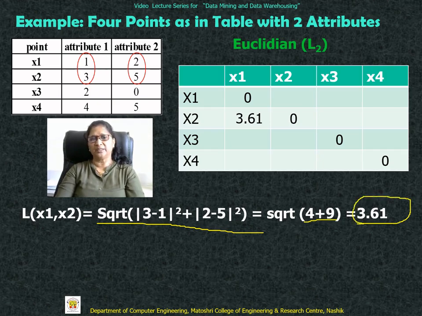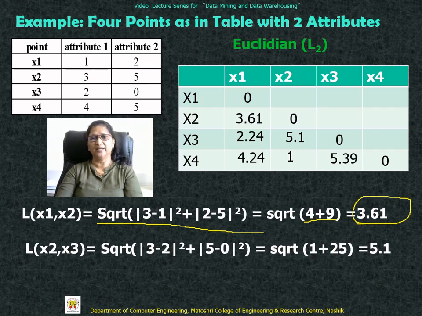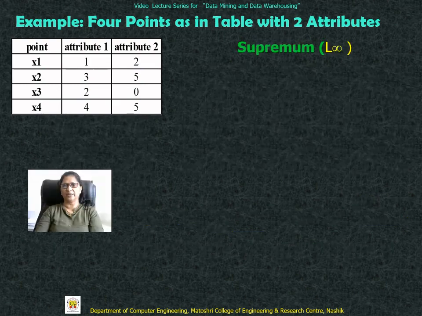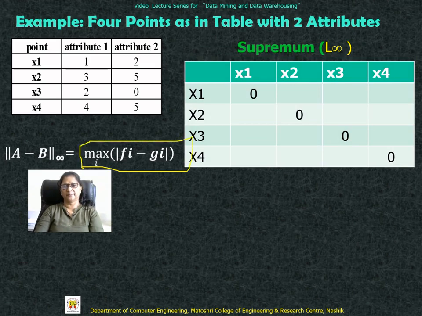And computing the distance between x1, x2 and similarly between further x1, x3, then x1, x4 and so on can be done using a similar formula and similar calculations, and the values come out to be as listed in the table. This was for Euclidean distance. Similarly, we can compute supremum distance. How is supremum distance computed? In supremum distance, what we have to do is take the maximum among the differences.